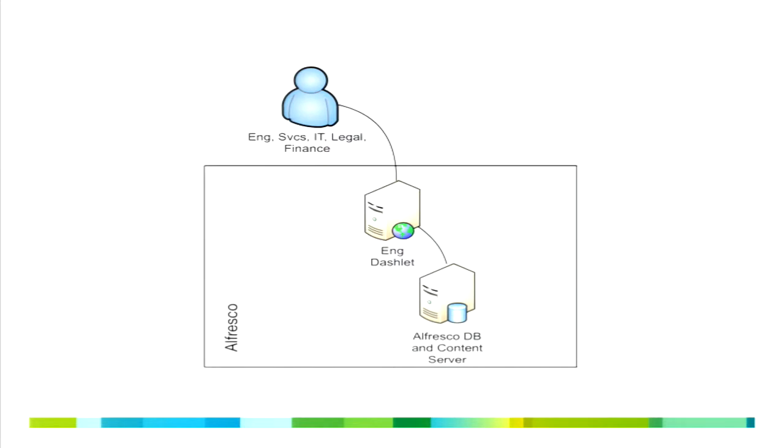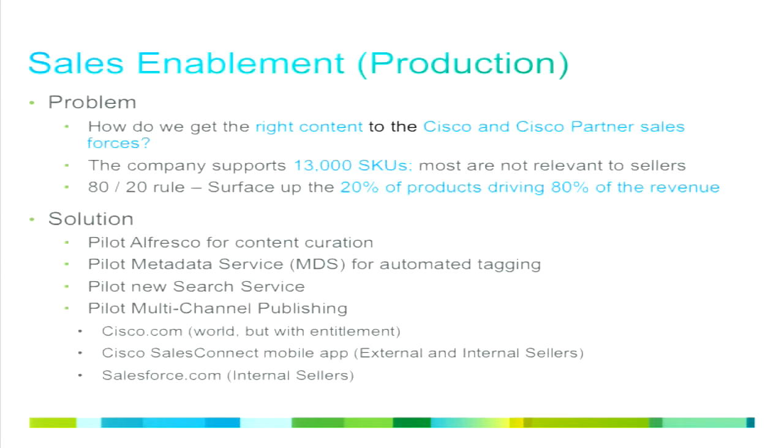So the next one is sales enablement that I mentioned a second ago. The sales enablement team wanted to get the right content to Cisco sellers and to Cisco partner sellers. We support something on the order of 13,000 SKUs. Most of these are not relevant to sellers. There's line cards, there's power supplies. If I'm out there trying to sell a whole network to someone, I don't really care about the power supplies at the moment. That might be something they need, but it's not really driving the sale.